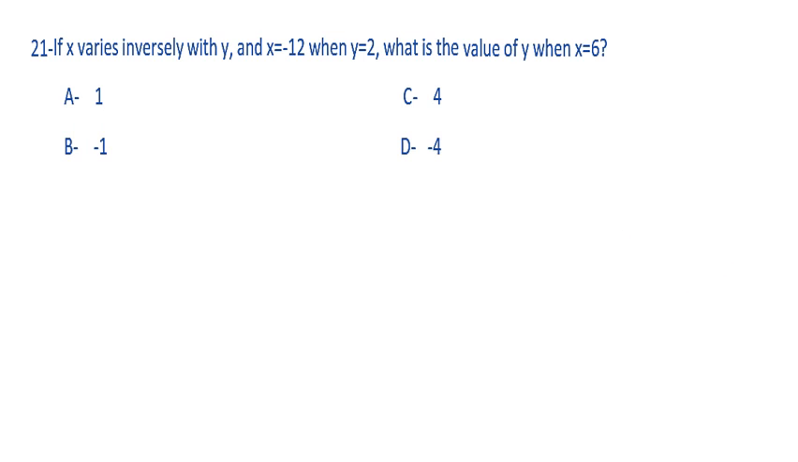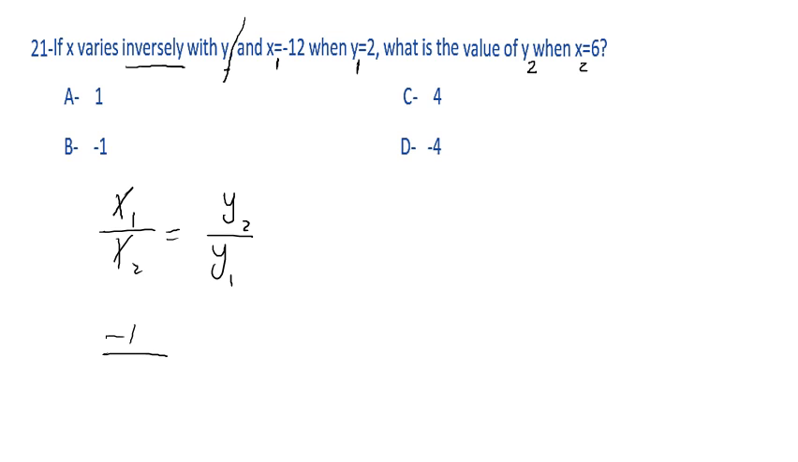If x varies inversely with y, we stop here. Since x varies inversely, x1 over x2 is equal to y2 over y1. And x is equal to negative 12, so this is x1, when y is equal to 2, so this is y1. Find the value of y, so he's looking for y2 when x2 is equal to 6.